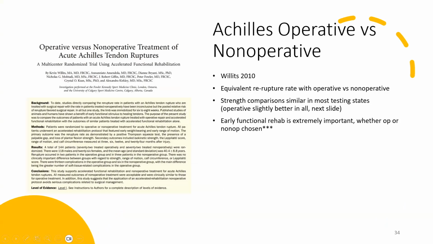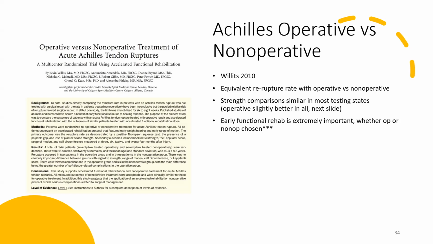So this is some of the literature that discusses Achilles tendon ruptures. This study really found equivalent re-rupture rates with surgery and without surgery. They found similar strength testing in most testing states. The operative leg did do slightly better in all of the testing states, and we'll show you that on the next slide. The biggest take home from this paper, though, was that early functional rehab, where we let patients start doing some range of motion, is really, really important.